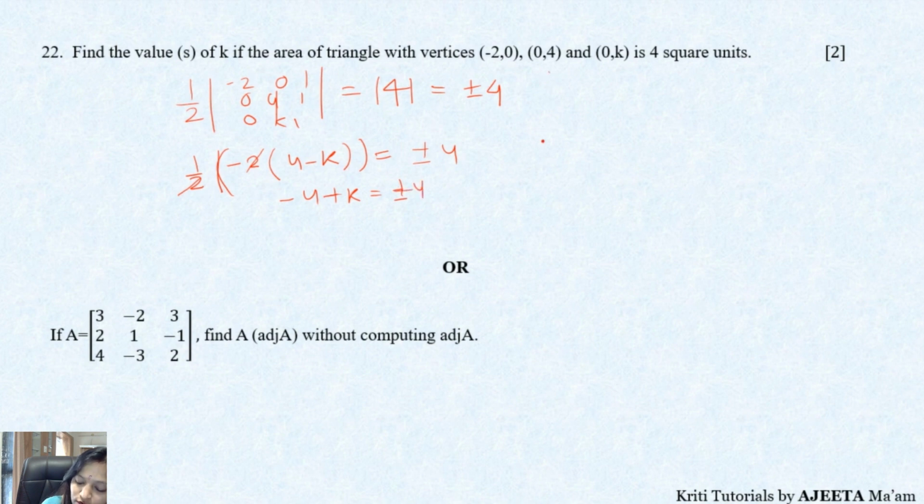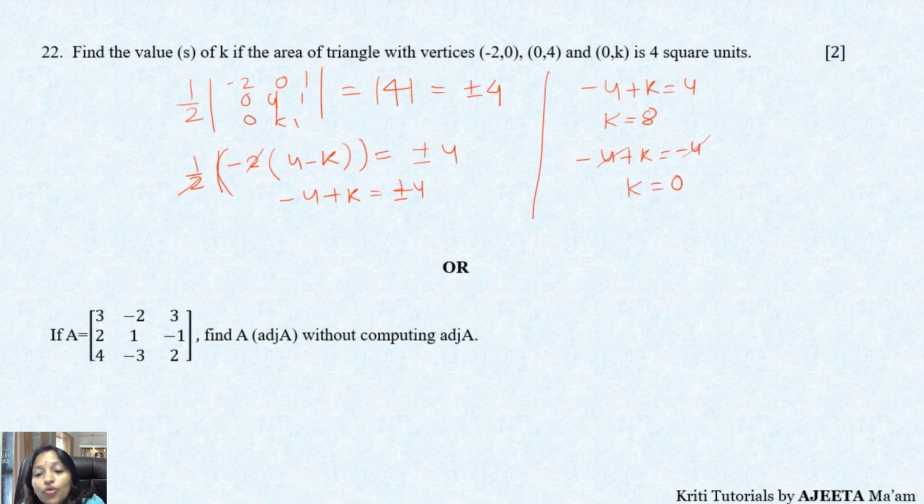So let's take two values one by one. So minus 4 plus k is equal to 4. So in this case k will be 8. Minus 4 plus k is equal to minus 4. In this case k will be 0. Correct? So this is how we go with this. So two values of k are possible, 8 and 0. Right? So that is important. So you have to take plus minus 4. Clear to everyone? Right? Now let's move on to the next.